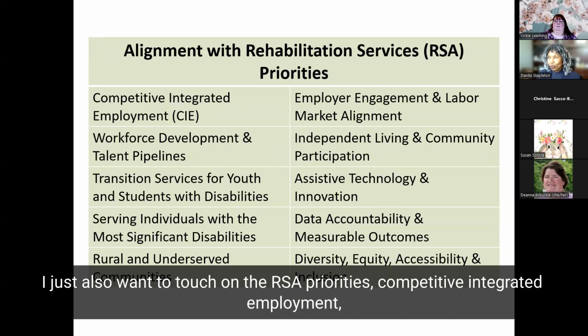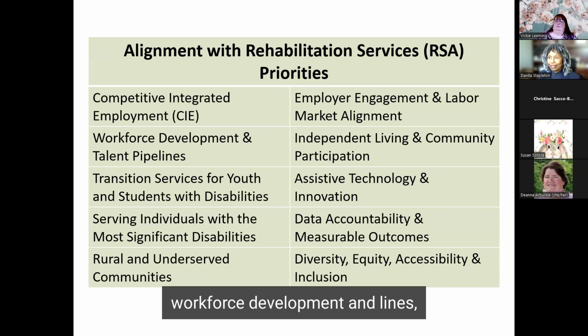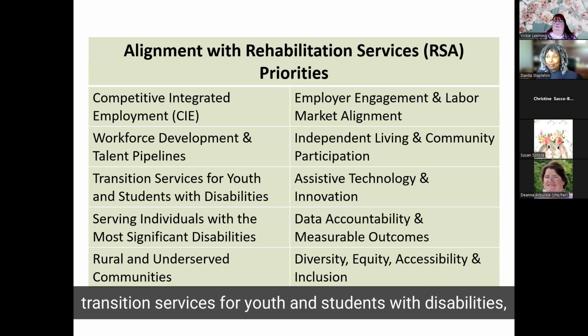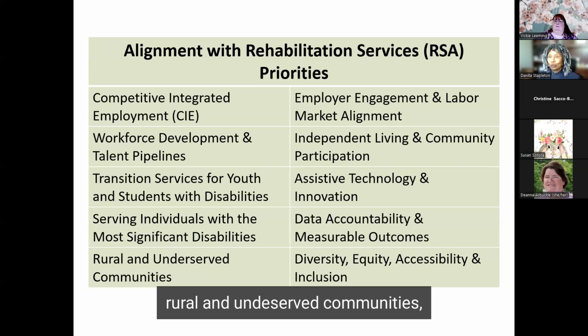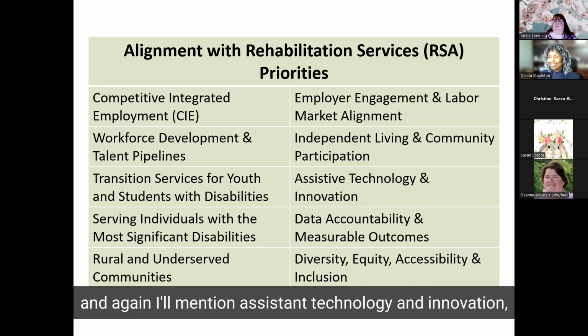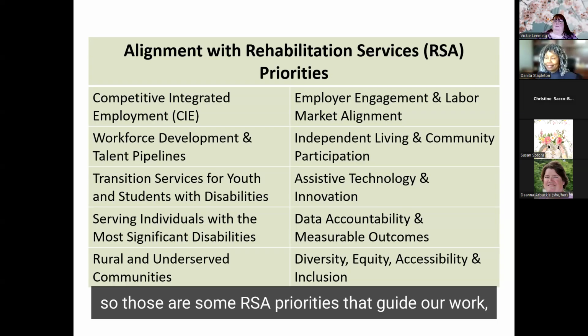I also want to touch on the RSA priorities: competitive integrated employment, workforce development and talent pipelines, transition services for youth and students with disabilities, and rural and underserved communities. And again, I'll mention assistive technology and innovation. Those are some RSA priorities that guide our work.